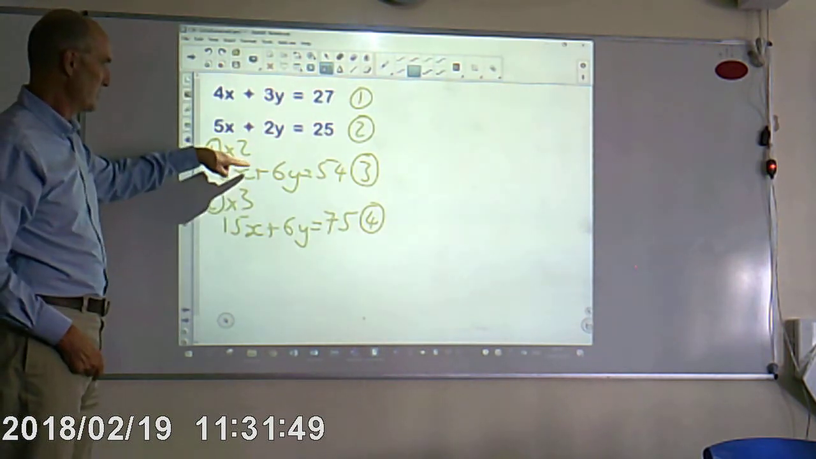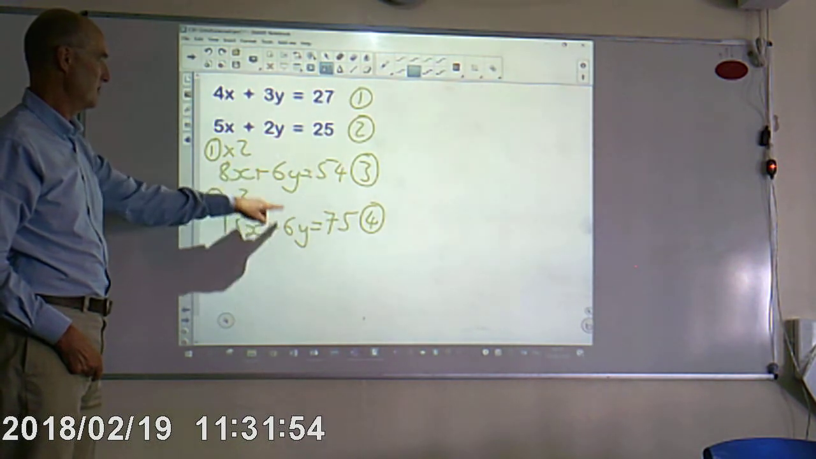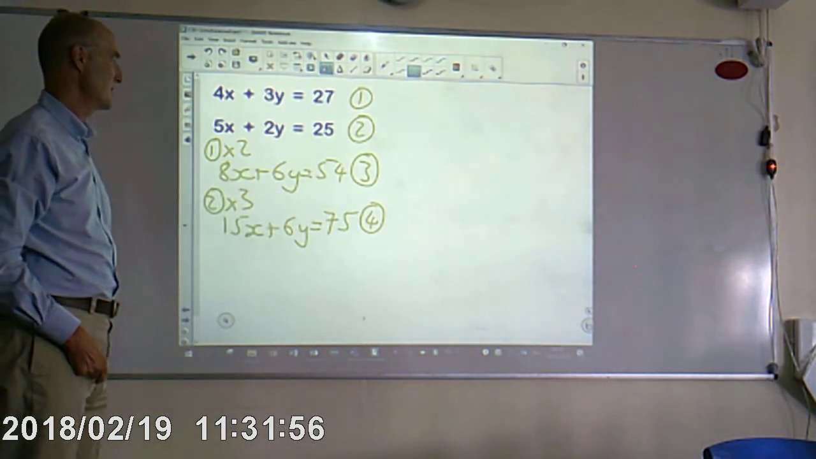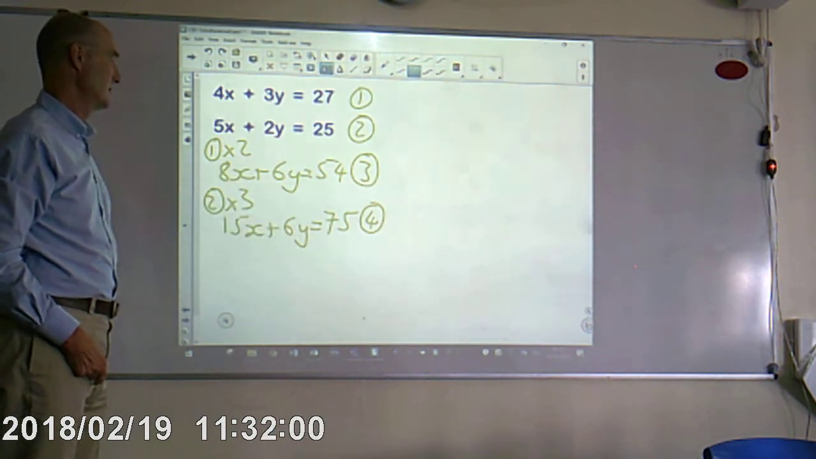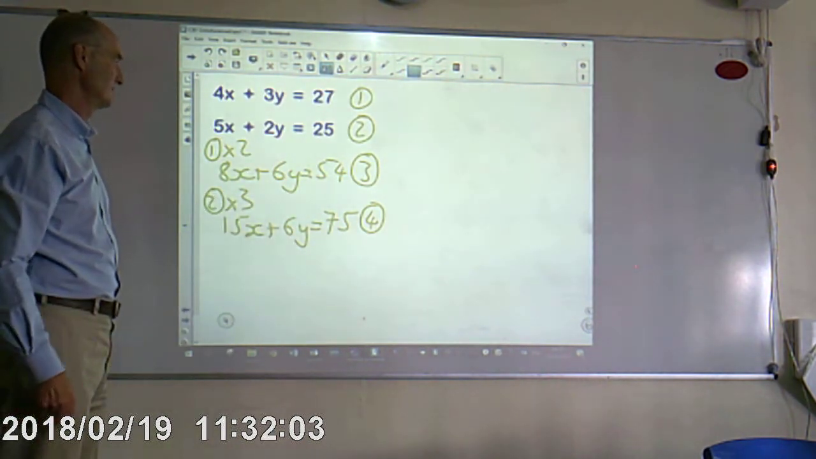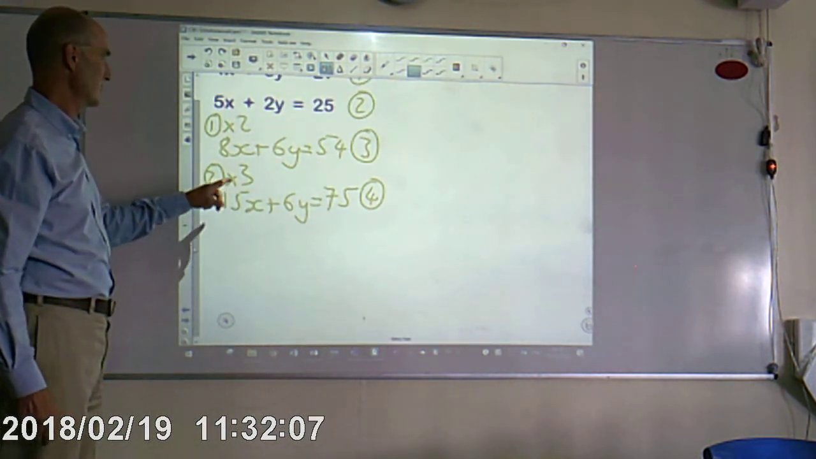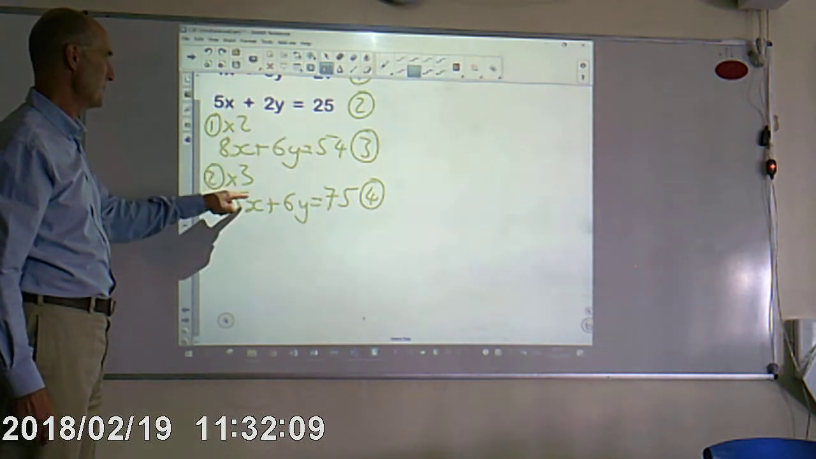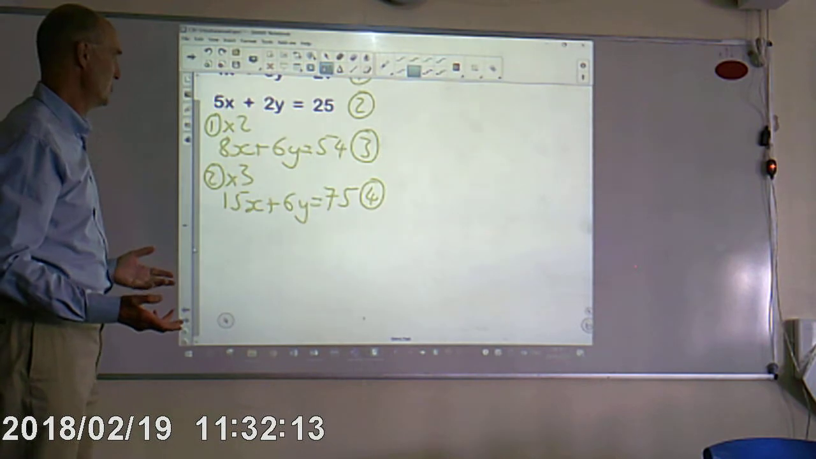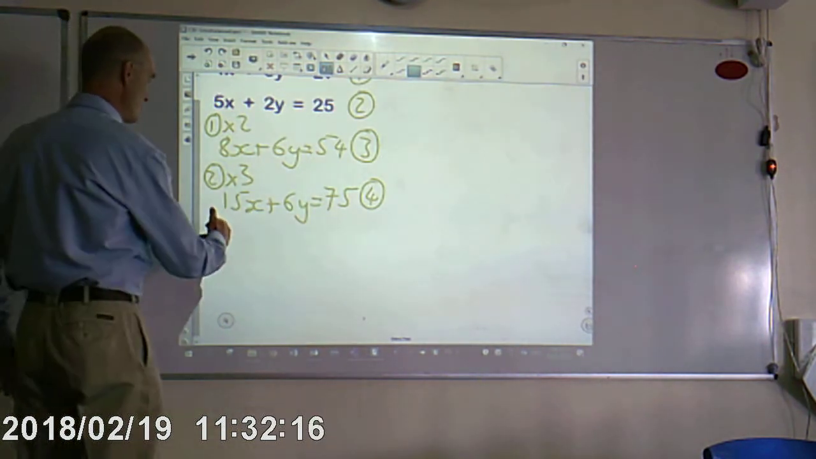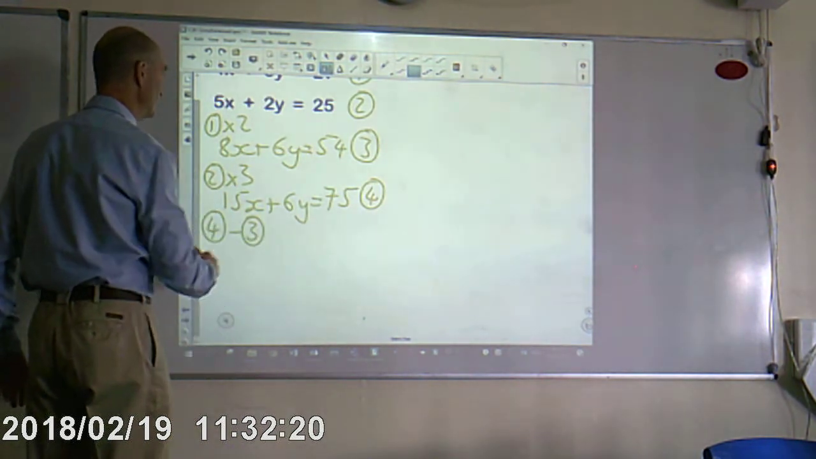What have I done? I've created equation 3 and equation 4, and I've now got a coefficient, a number in front of the y, that is the same. I've got 6y and I've got 6y. They're both positives, so I'm going to have to do a bit of subtraction. The way I'm going to do this is subtract equation 3 from equation 4. So I'm doing my subtraction upwards, which you're not used to. It shouldn't be too difficult for you. So I'm saying equation 4 subtract equation 3.